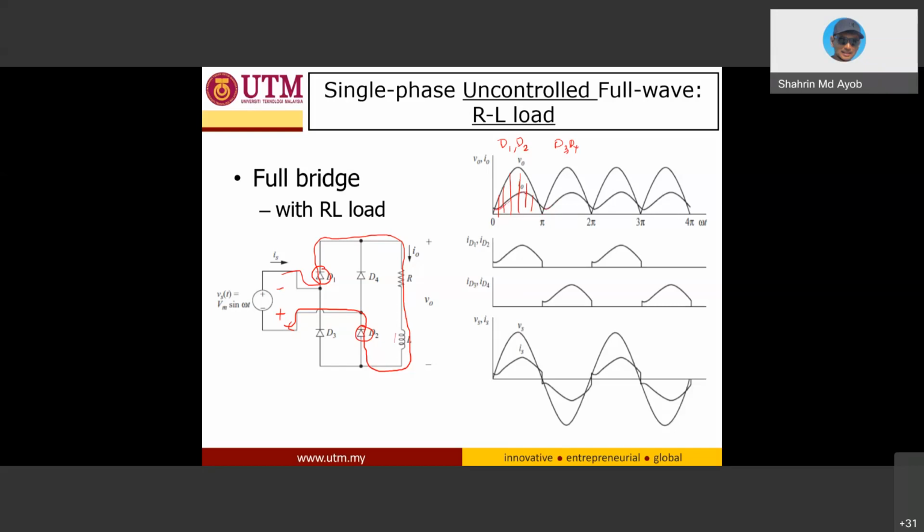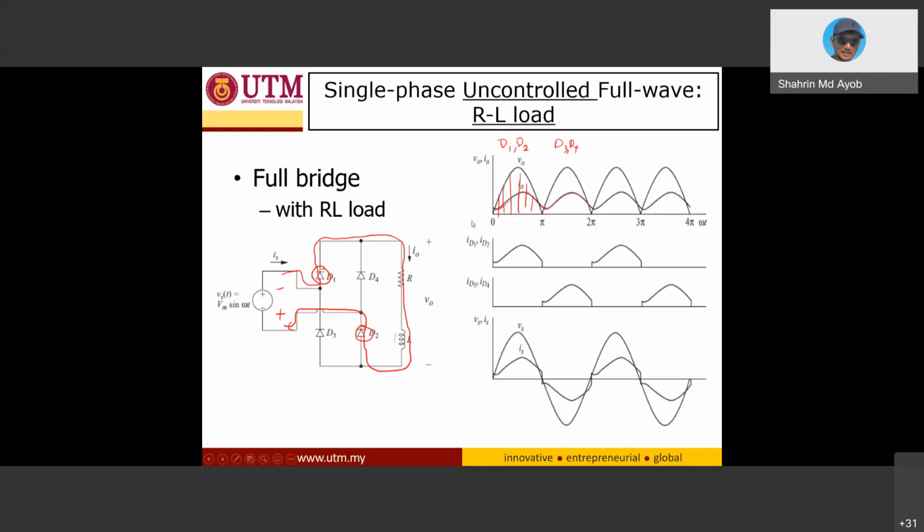Then at some part it will start to discharge. When the negative cycle comes, D3 and D4 will turn on, providing the route for the energy of the inductor to discharge and then charge again. That is why we have this continuous current waveform here.